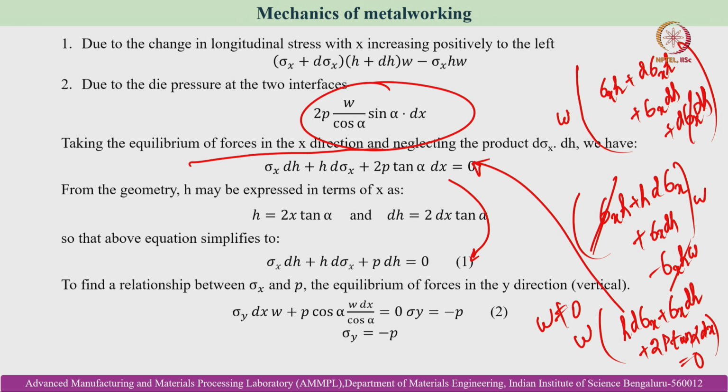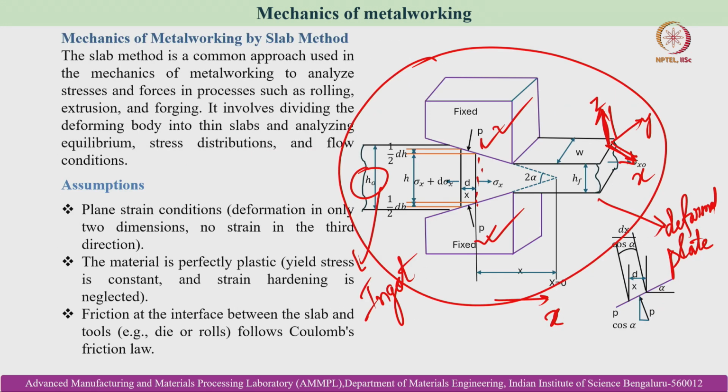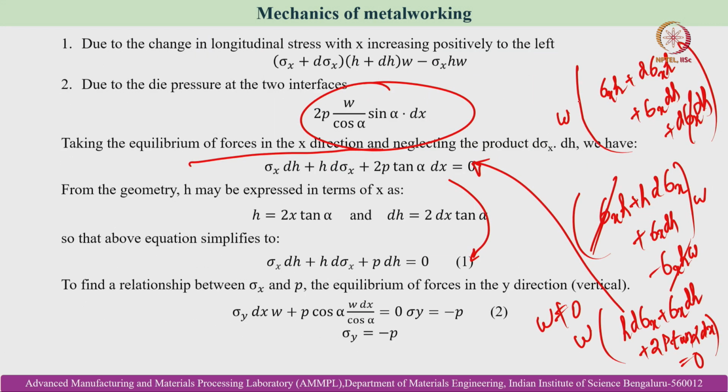To find a relationship between sigma x and p, where sigma x is the stress along the x direction and p is the applied pressure, we consider the equilibrium of forces in the y direction, that means in the vertical direction, in the thickness direction of the slab. It is expressed here as y, but it can also be expressed as z, since initially we mentioned the width direction as y and the thickness direction as z. It is just the nomenclature, so it can very well be written as z as well.